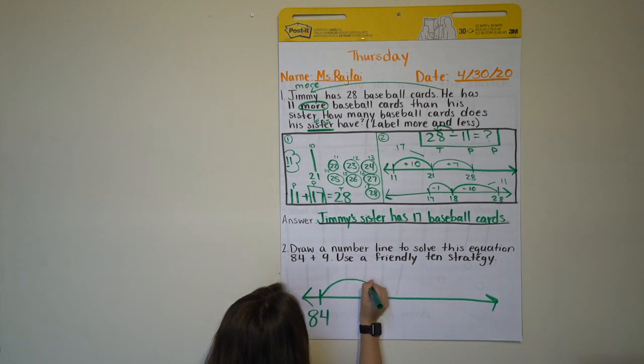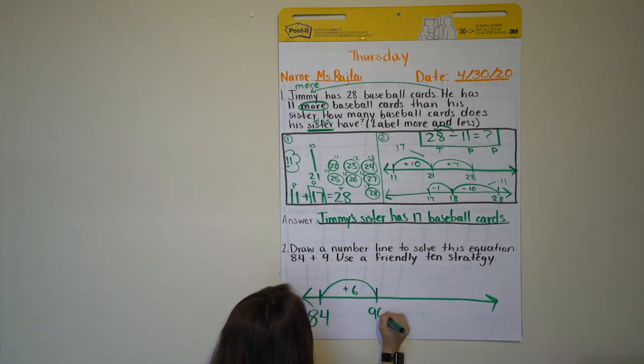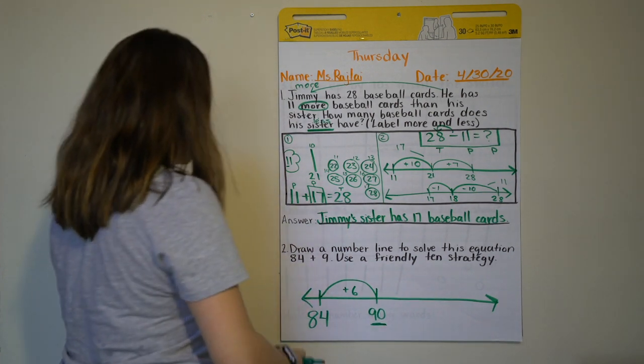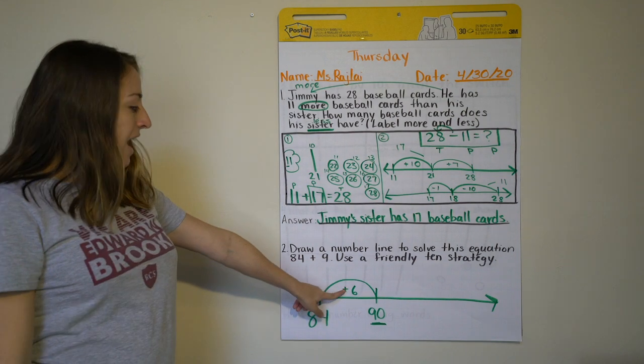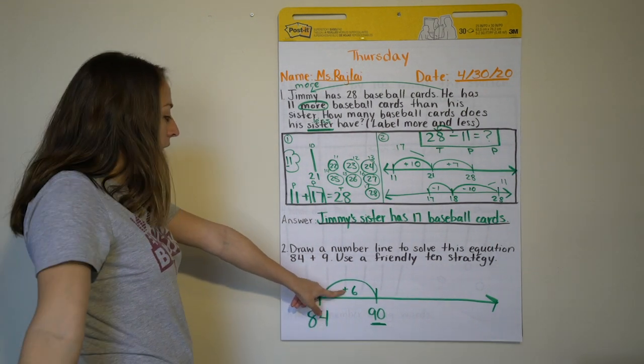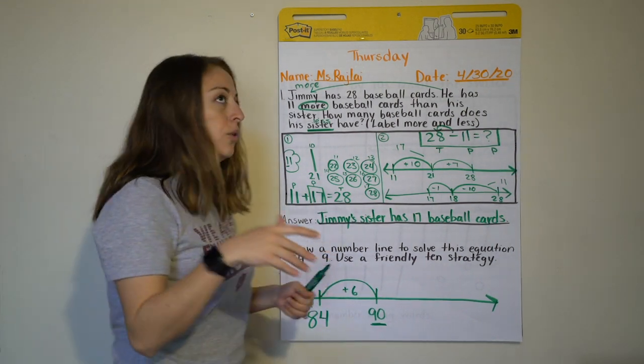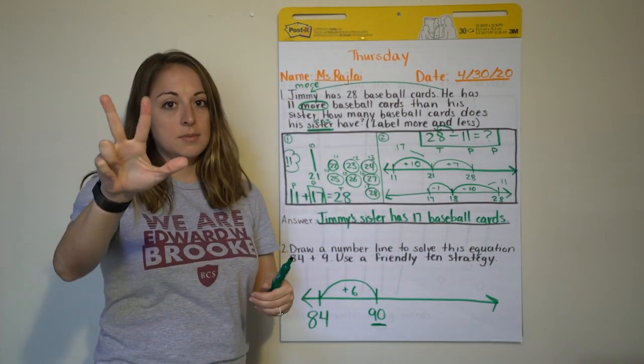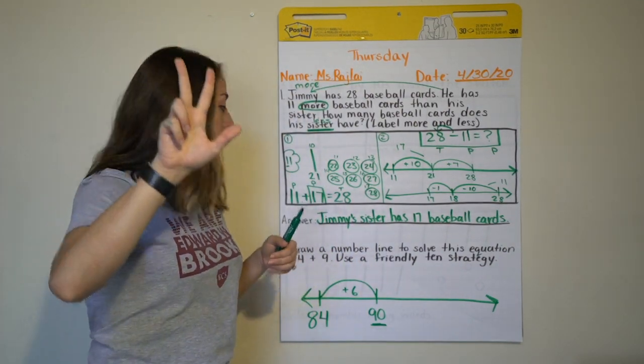So make a hop of 6 and I land on my friendly 10, which is 90. Okay. But I have to make a hop of 9. I've only made a hop of 6 yet. So 6, 7, 8, 9. I need to make 3 hops.